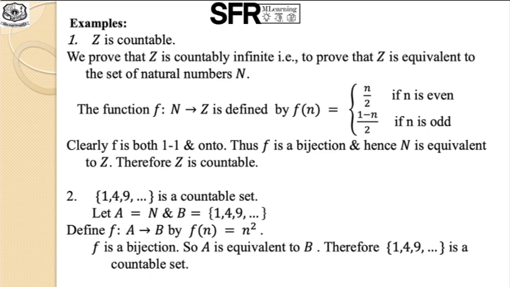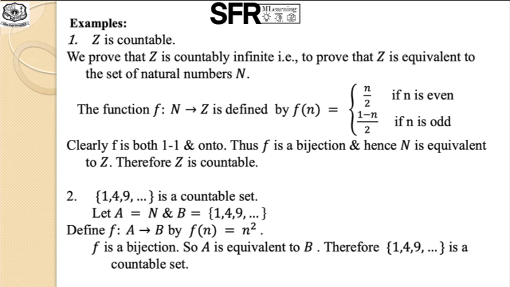Next example, as in the previous example, here one set is given: 1, 4, 9, then 16, etc. This set is a countable set. Let A equal the set of all natural numbers and take our set B equal to 1, 4, 9, etc. We prove that the set B is countable. That means we have to prove that both A and B are equivalent sets. That means we have to define a map, and through the map we have to prove that the map is a bijection.